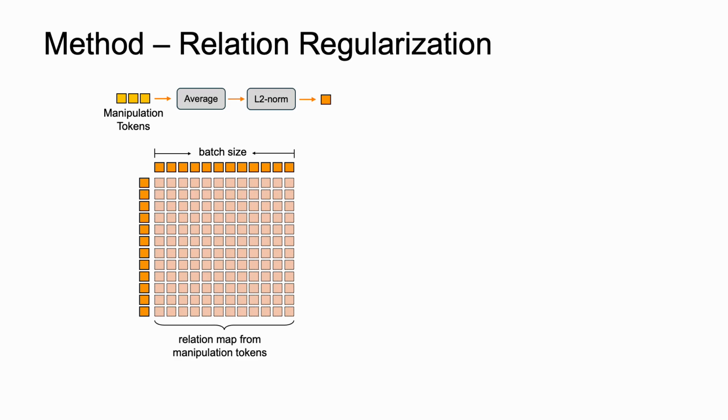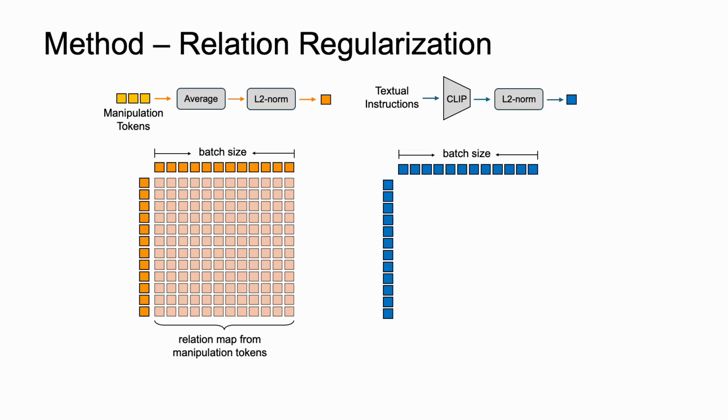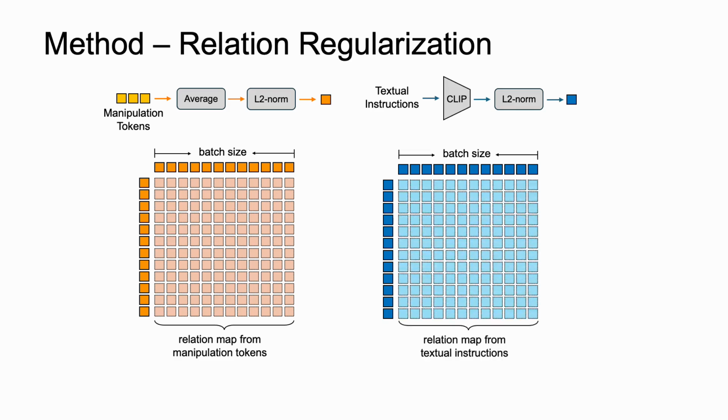A high value in this matrix indicates a high similarity between two manipulation instructions. The relation can also be obtained from textual instructions. Similarly, we encode each textual instruction by a CLIP encoder, followed by L2 normalization. Then, we also obtain a relation matrix by inner product.